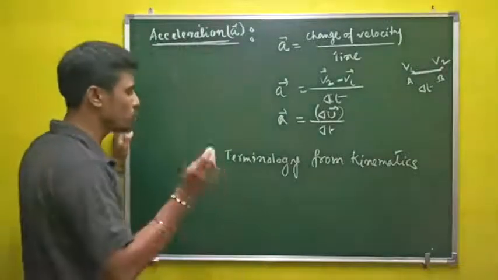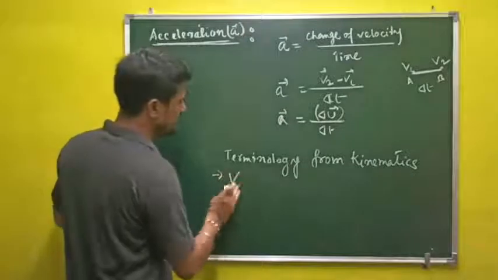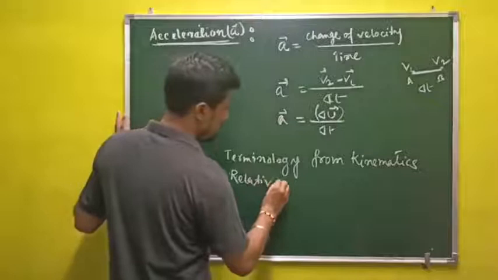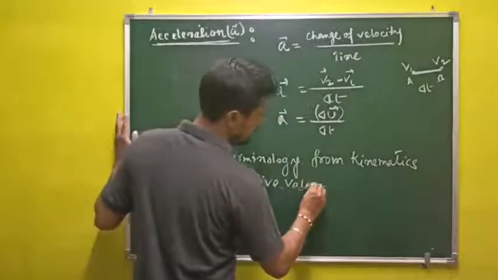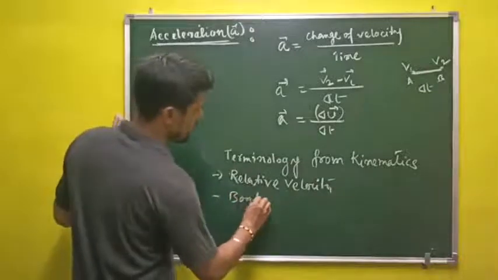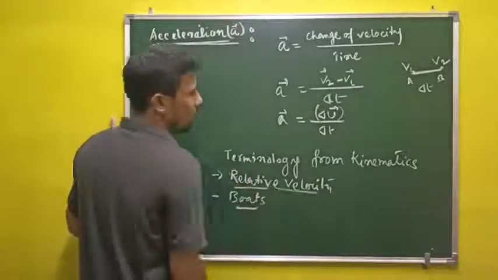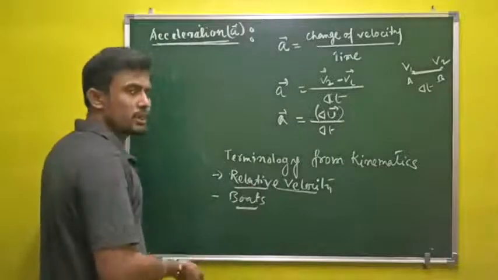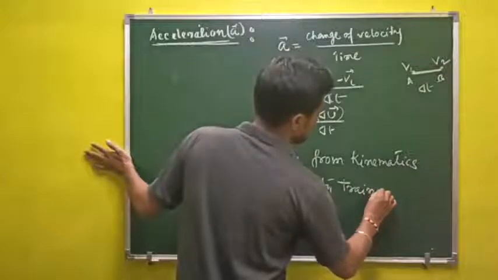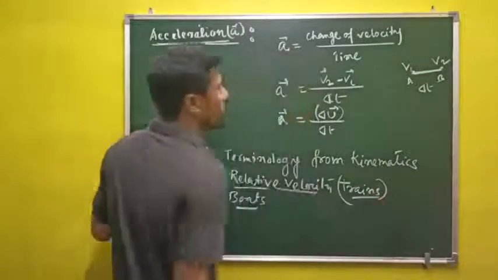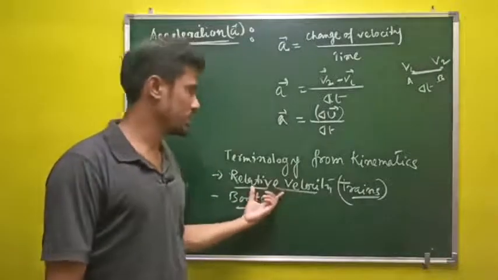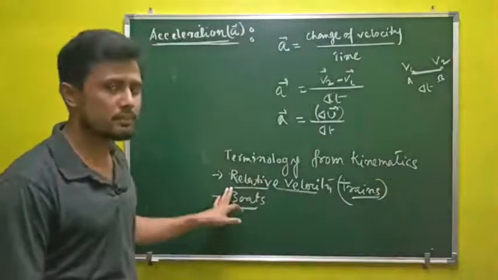Now we'll discuss two topics: relative velocity, and problems on board. The relative velocity concept you can use for the problems of trains. Whatever train problems there are, we can use the concept of relative velocity. So let's start the concept of relative velocity.